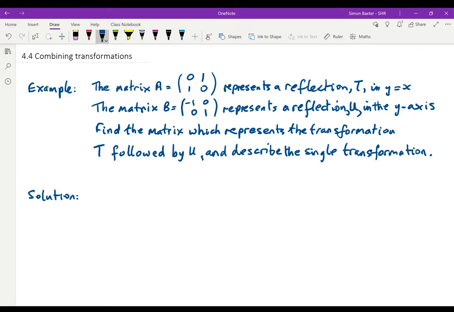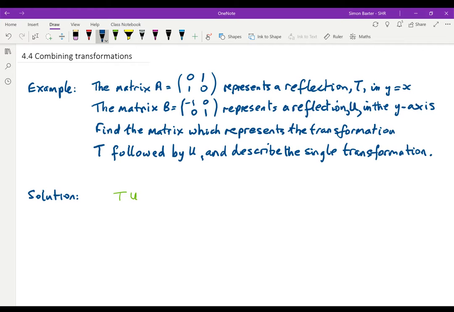Let's look at this example. The matrix A, 0, 1, 1, 0, represents a reflection T in the line y equals x. Matrix B, minus 1, 0, 0, 1, represents a reflection U in the y-axis. Find the matrix which represents the transformation T followed by U. Now that's the important bit, and describe the single transformation.